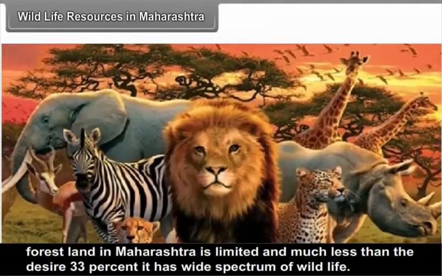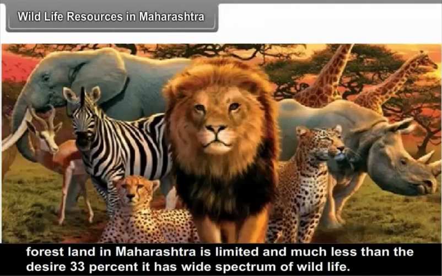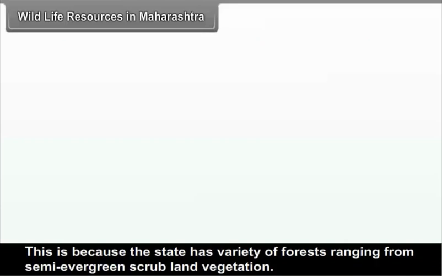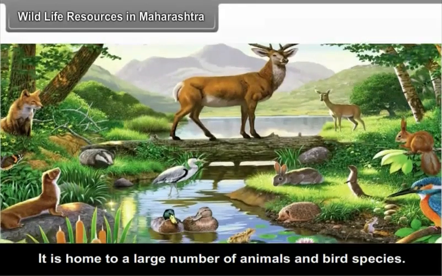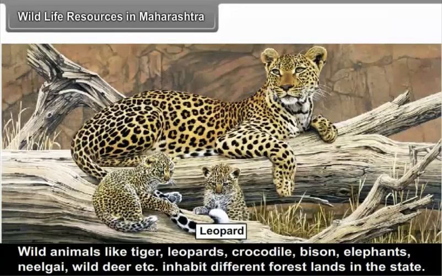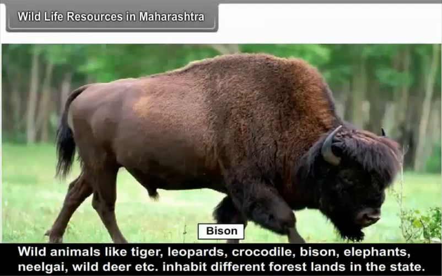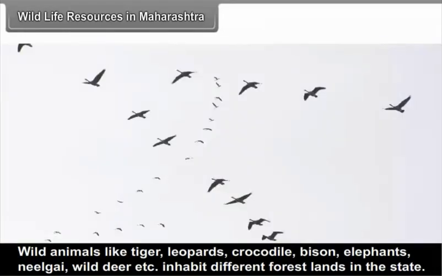Though forest land in Maharashtra is limited and much less than the desired 33%, it has a wide spectrum of wildlife. This is because the state has a variety of forests ranging from semi-evergreen to scrubland vegetation. It is home to a large number of animal and bird species. Wild animals like tiger, leopards, crocodile, bison, elephants, nilgai, wild deer, etc. inhabit different forest lands in the state.